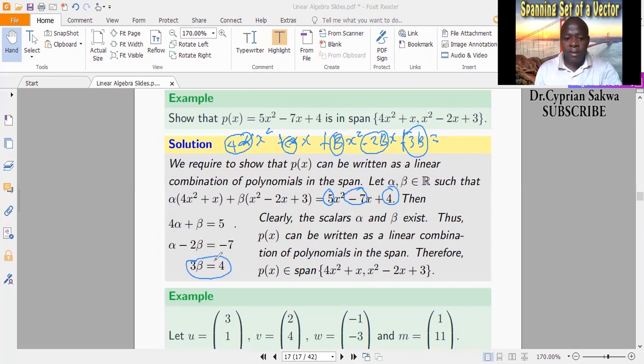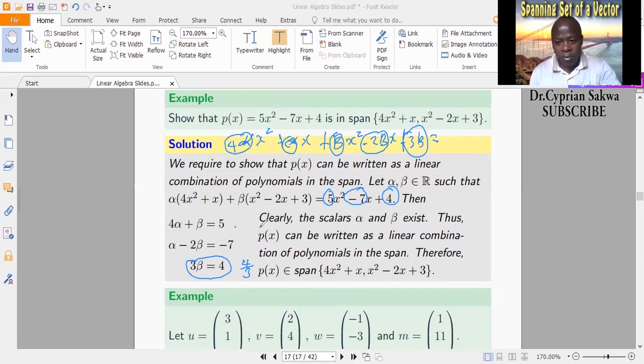And since beta can be obtained, substituting it here, we can get alpha. Let's see, beta here is 4/3. Beta there is 4/3. What would be alpha? So alpha can be obtained. So clearly alpha and beta exist. And since they exist, this polynomial can be written as a combination of these other polynomials. And therefore, this polynomial is in this span.